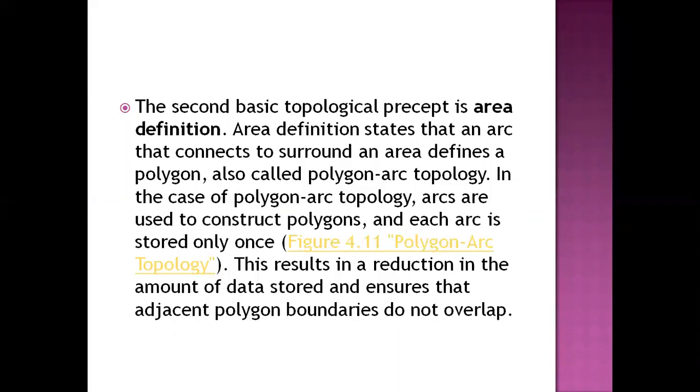The second basic topological perspective is area definition. Area definition states that arcs that connect to surround an area define a polygon, which is called polygon arc topology. In polygon arc topology, arcs are used to construct polygons. Each arc is stored only once, which reduces the amount of data stored and ensures that adjacent polygon boundaries do not overlap.